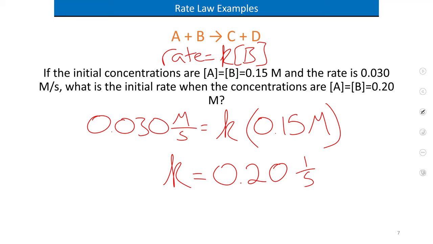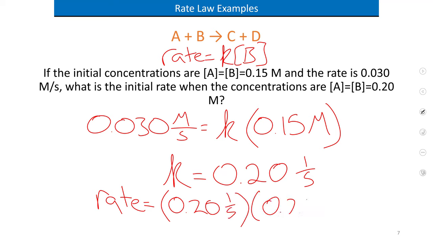So if we have K, the actual question now is what's the initial rate for different concentrations? We had to get K just so we could answer the real question. Plug in our value for K, plug in our new concentration for B, and we're back in molarity per second.